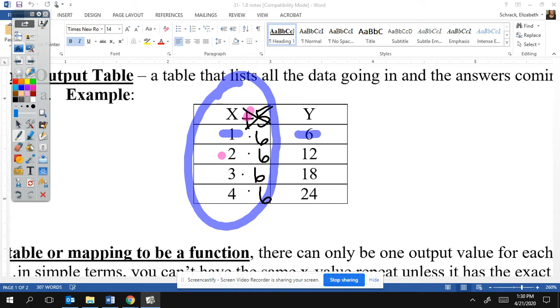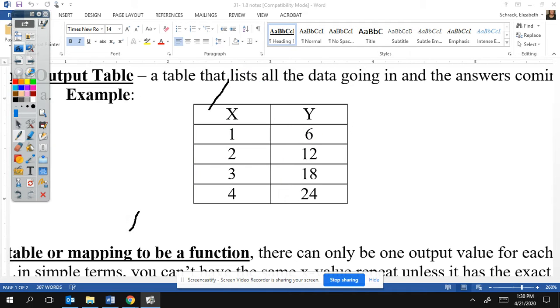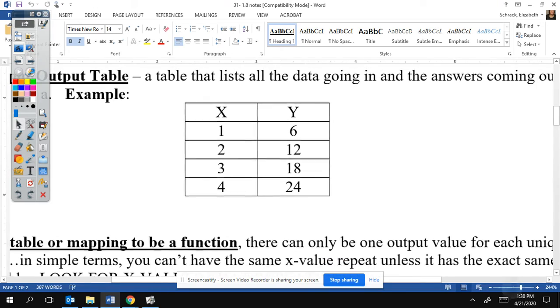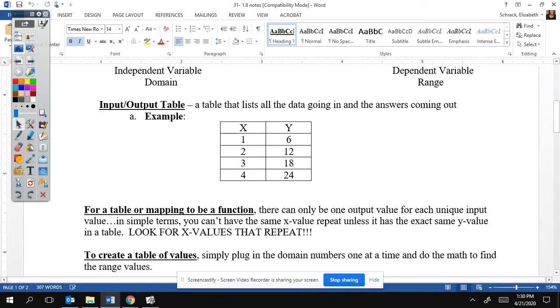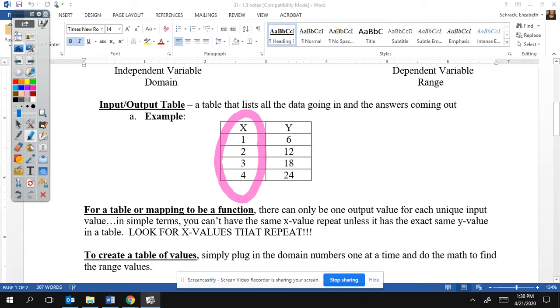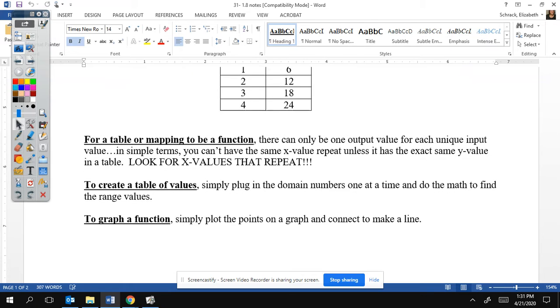An easy trick to solve these input-output tables is by just looking at your X values, your inputs. As long as you have no inputs that are repeating that go to different outputs, this is going to be a function. It's going to work. There's a rule that goes along with it. So there just can't be any repeated X values. Y's could repeat.